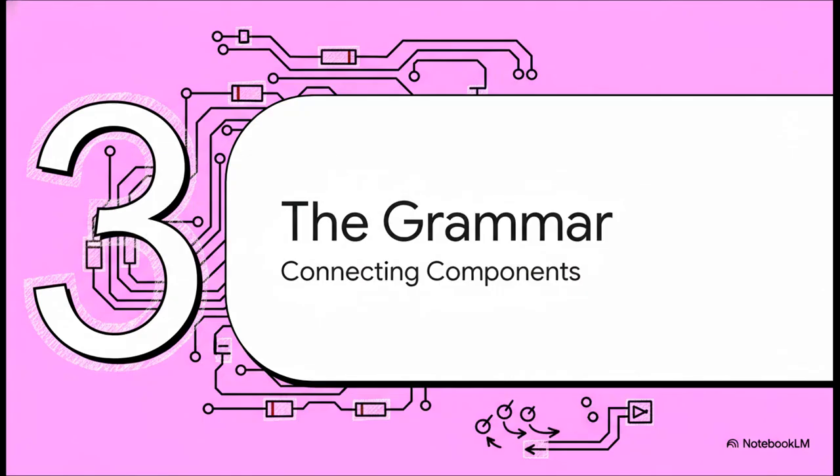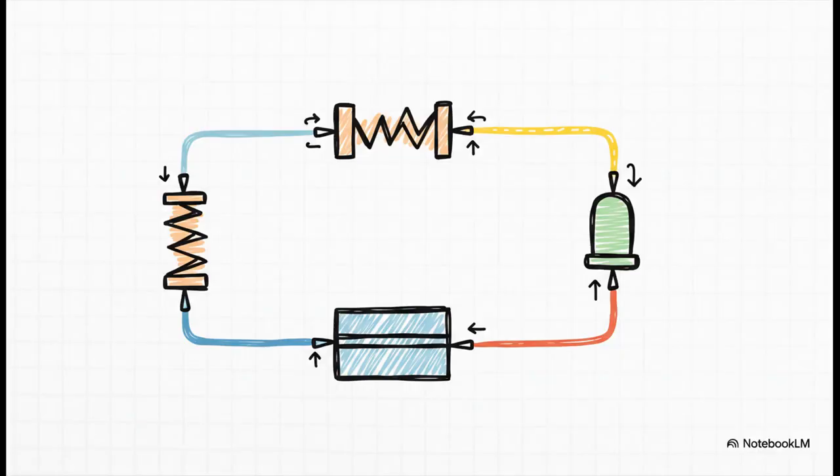So, we've got our letters and our words. Now we need grammar. We need to know how to connect all these symbols to make a sentence that actually means something, or in our world, a circuit that actually works. Okay, so all those lines you see connecting everything, those are called nets. The easiest way to think about a net is that it's just one continuous wire. It doesn't matter how it twists or turns on the page, every single point on that line is electrically connected to every other point on that line.